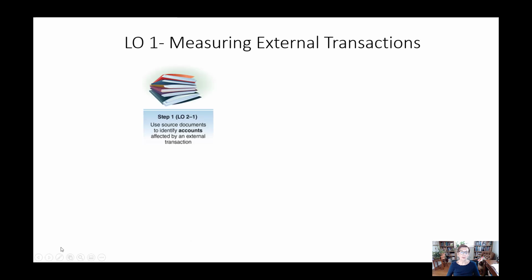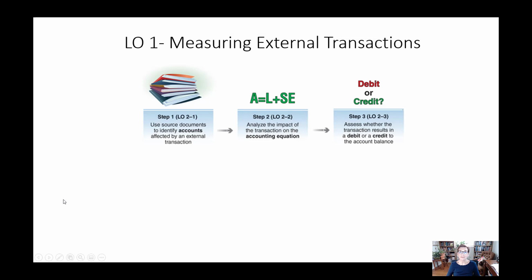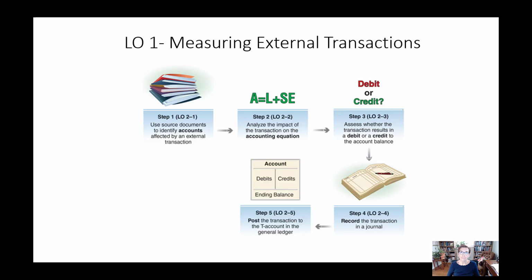All right, so first thing we're going to look at is this whole process of measuring external transactions. So we start with source documents, and that's a document that says, okay, something happened that needs to be recorded. Then we look at the impact of that on the financial statements. We decide, is it a debit or a credit, or which accounts are being debited and credited. Put those debits and credits into the journal, post them to the ledger, and then finally prepare a trial balance. So these are all of the things we're going to be looking at in each of those learning objectives we just mentioned in this chapter.